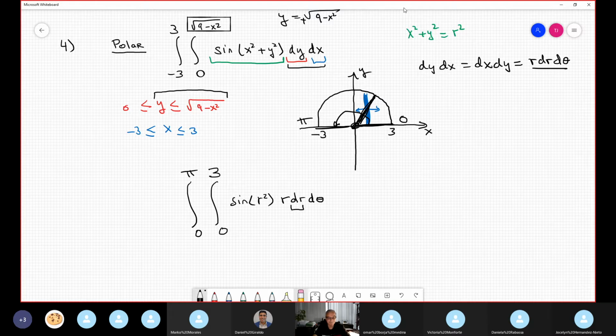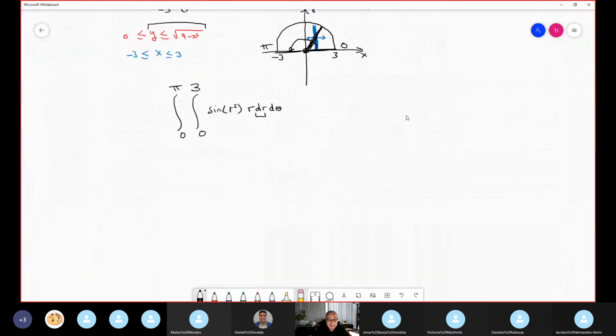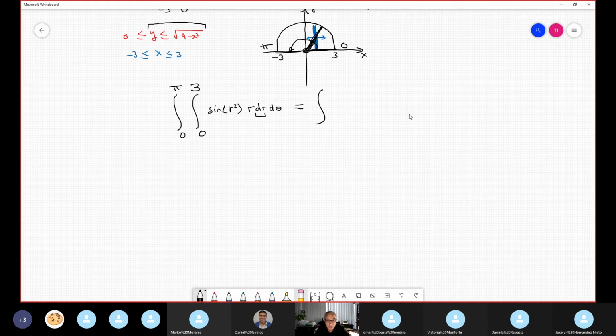Okay, and this is my integral. Of course I can separate it. This is the beauty: we can separate this integral into two integrals. One integral depends only on theta, from 0 to pi, d theta. And another integral depends only on r. Look, it's sine r squared times r, dr from 0 to 3.